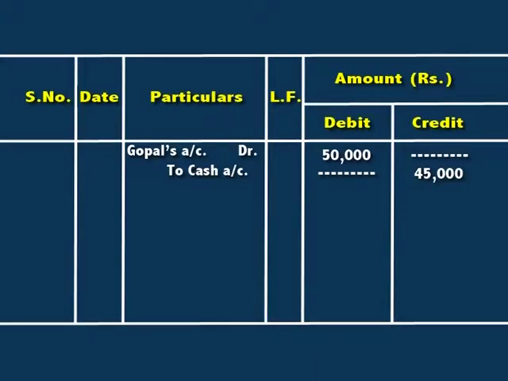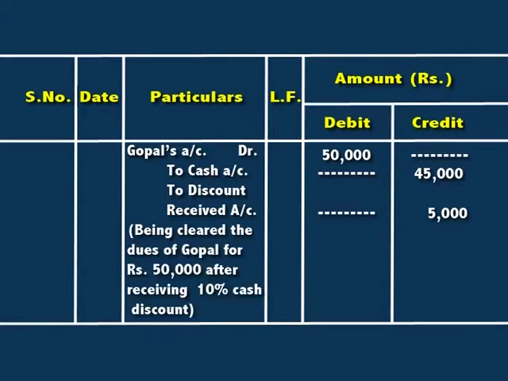Now, further assume that the business made the payment to Gopal within stipulated time so as to avail the cash discount. In that case, the journal entry will be Gopal's account is debited for the full value of the transaction, that is 50,000 rupees, because we are settling his account. We are paying cash of 45,000 rupees. So, cash is moving out. So, we are crediting cash account for 45,000 rupees, and as we are receiving discount of 5,000 rupees, there is a discount received credited in the transaction for 5,000 rupees.